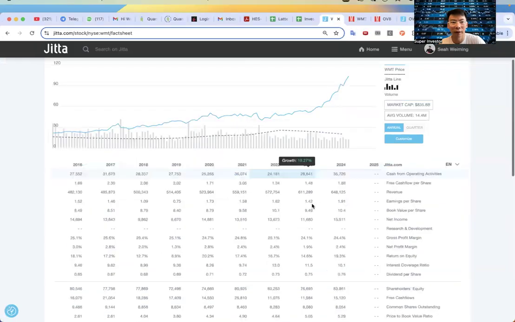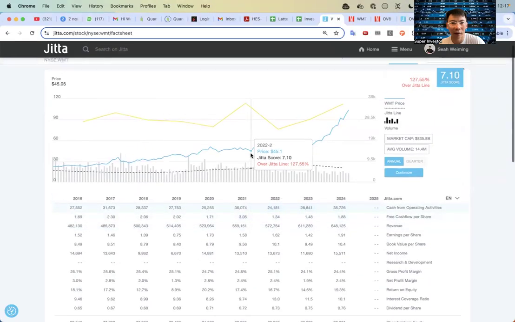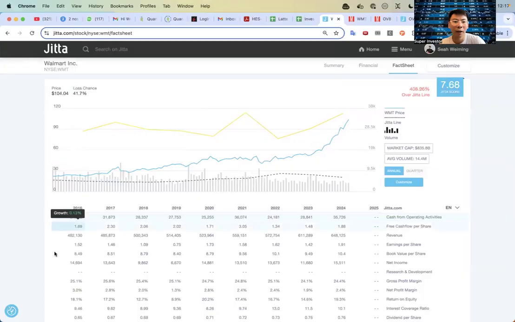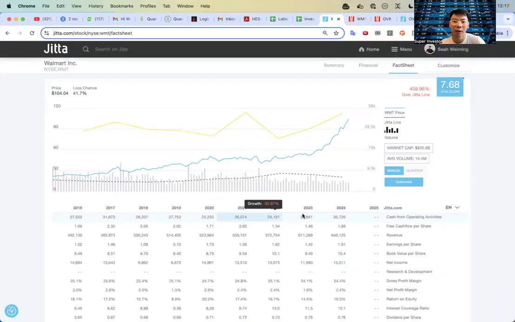So let's take a look. Does Walmart have cash? This is cash from operating activities. What I'm looking at is positive for the past 10 years. Every single year they are making money and have additional money, real actual money from their operations.